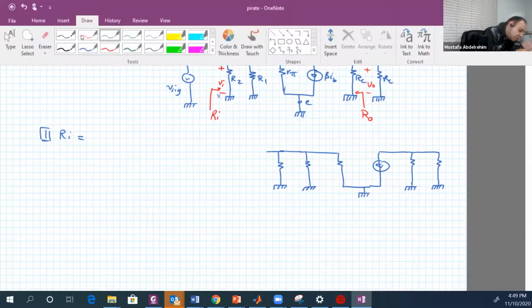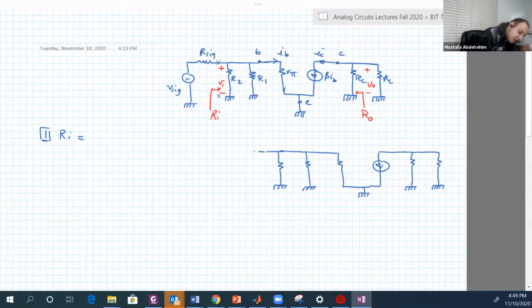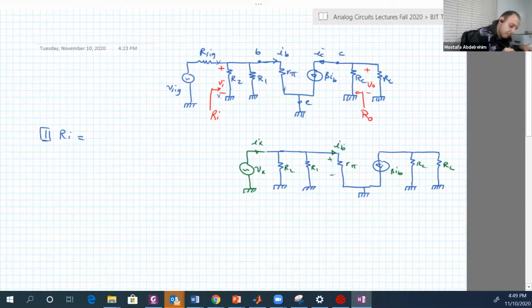And we're going to imagine that there is an imaginary source here, Vx, Ix, and Vx. It is R2, R1, R-pi, beta IB, RC, RL. So basically, it is R1 parallel R2 parallel R-pi.